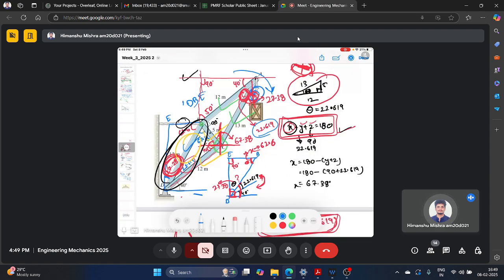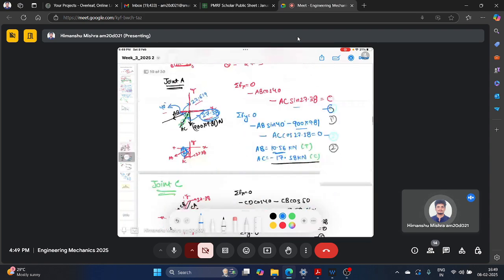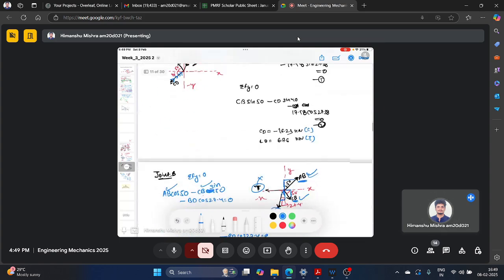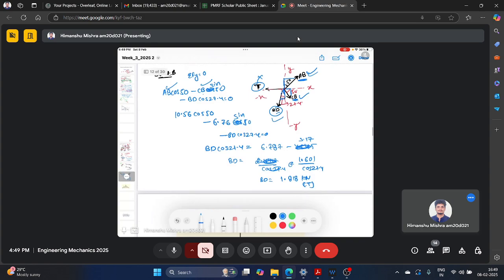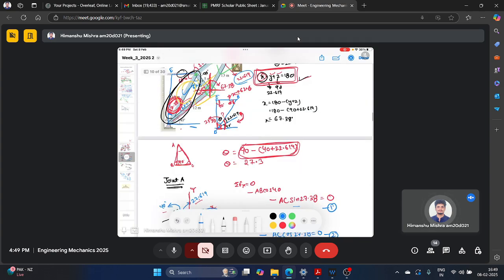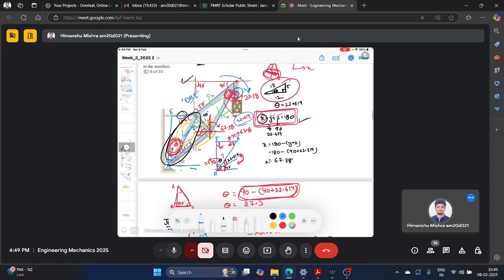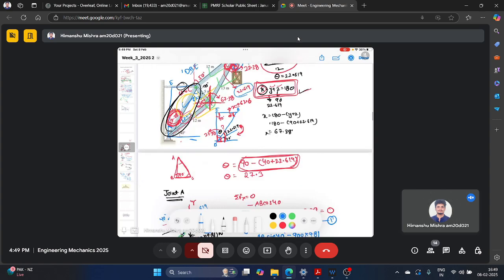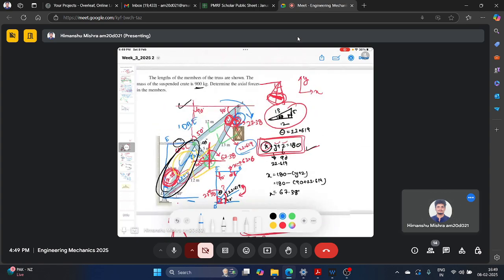So just to repeat again, we have used the same concept. Each time we consider a different joint and follow the usual route. It is just a little involved in calculation because we need to calculate angles, most of the angles here, and therefore it is a very big method. I mean, a very involved method. So this is the only drawback of the method of joints.